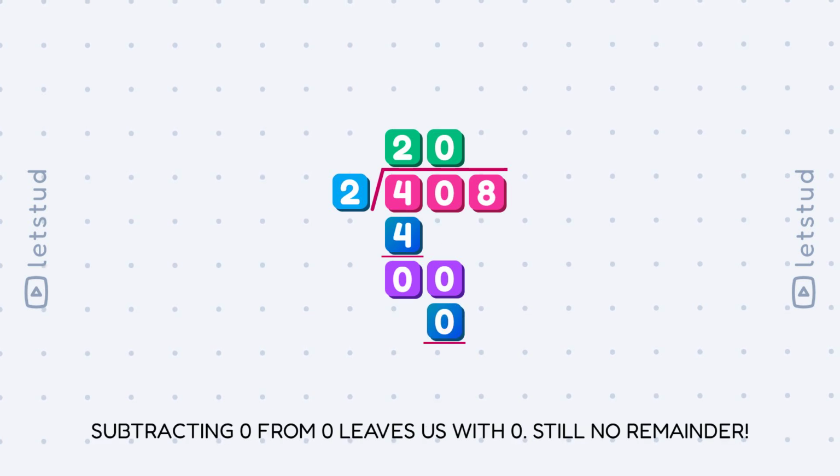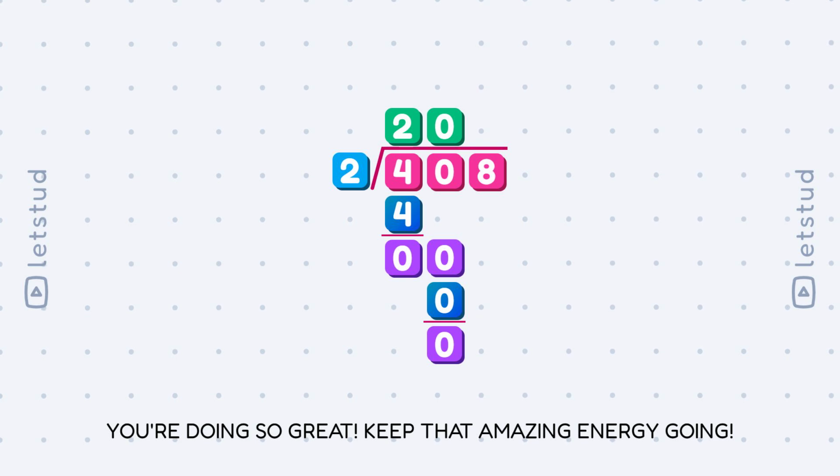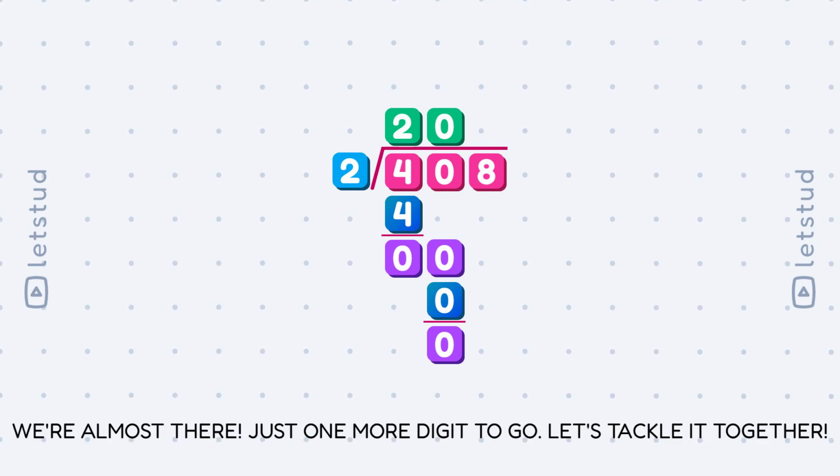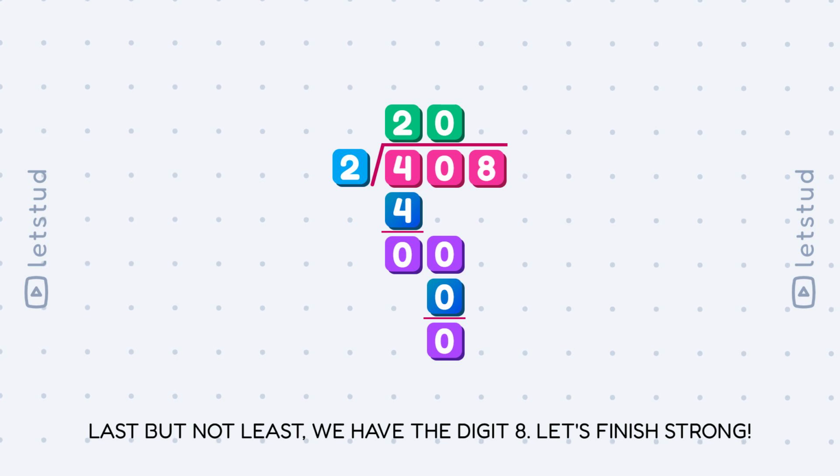Subtracting 0 from 0 leaves us with 0. Still no remainder. You're doing so great. Keep that amazing energy going. We're almost there, just one more digit to go. Let's tackle it together. Last but not least, we have the digit 8.